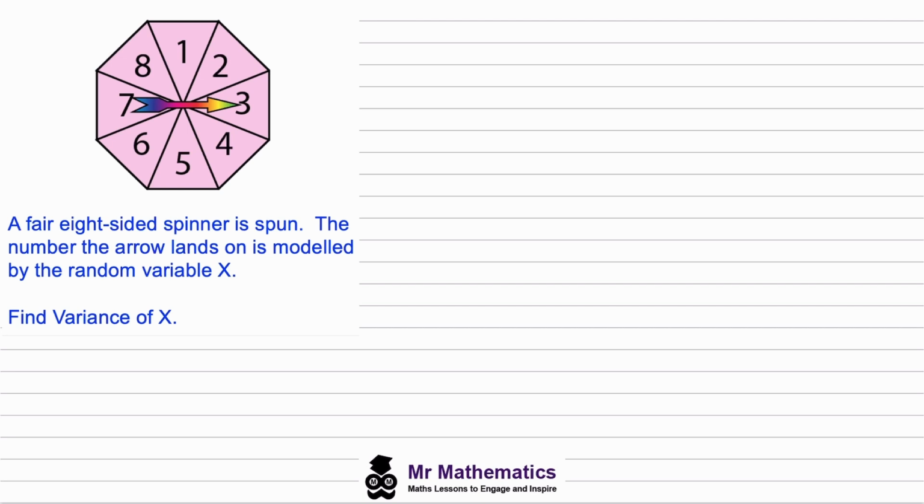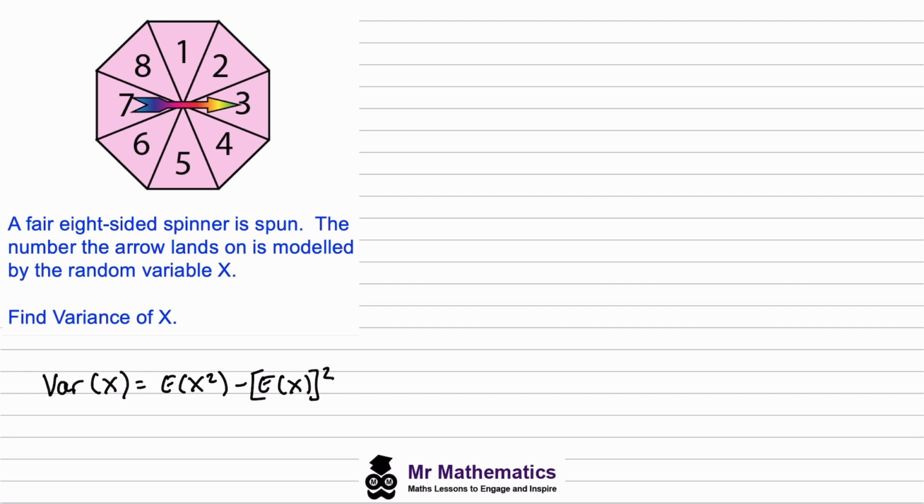So we're told in our first question that a fair 8-sided spinner is spun and the number the arrow lands on is modelled by the discrete random variable x. We've been asked to find the variance of x. So we should know from our work in normal stats as part of Year 12 Maths, that the variance of x will be the expected value of x squared minus the expected value of x all squared. There's a formula similar to this in the Edexcel formula booklet, but for the sake of this video, this is the formula that I'll be using for variance.